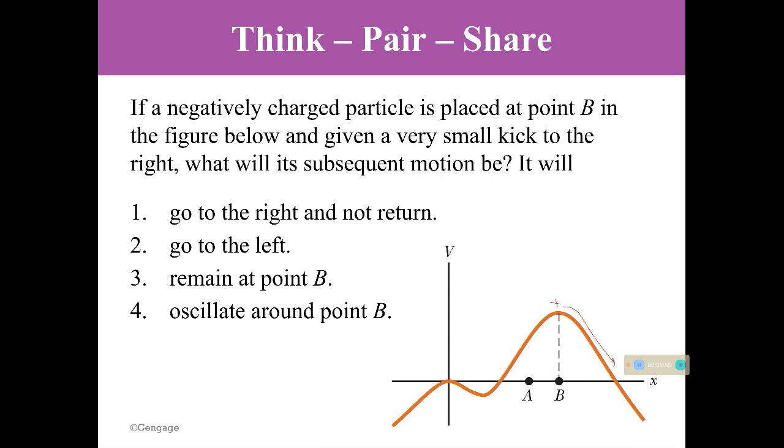Now, instead of gravity going down, imagine gravity going up. And so that negative is no longer on a hill, it's in a valley. And so if you kick the negative and it goes over a little ways, what's it going to do in that valley? It's going to oscillate back and forth.